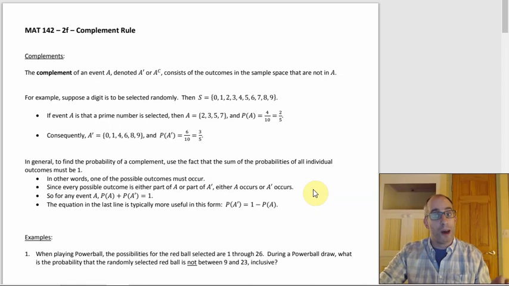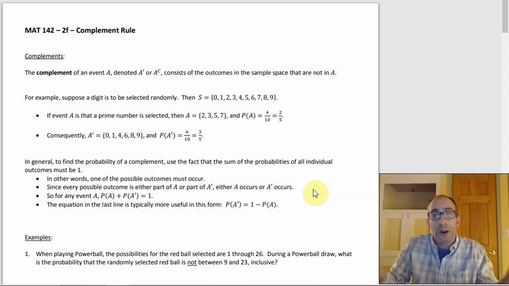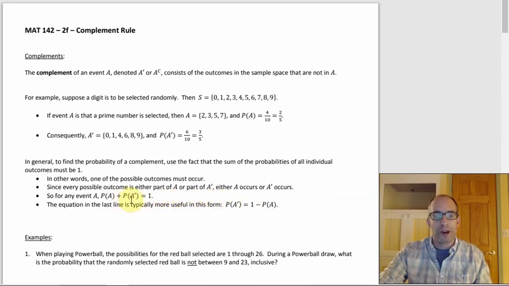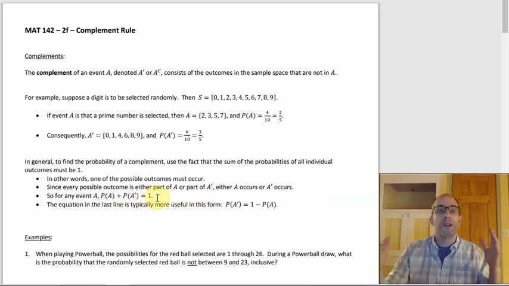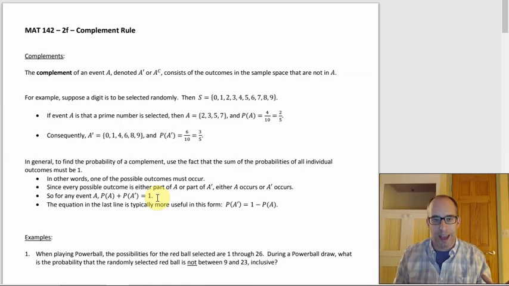One or the other, but not both and not neither, right? One of those has to happen. So for any event A, the probability of A plus the probability of A complement would have to be 1, because exactly one of those two things has got to happen.